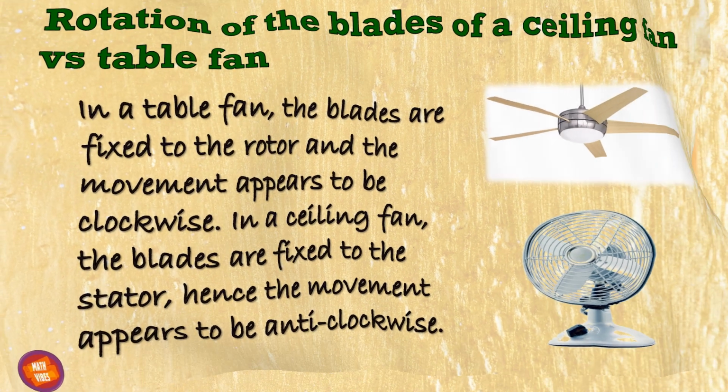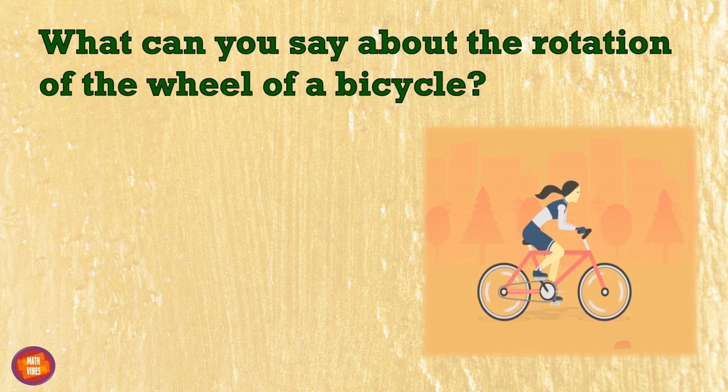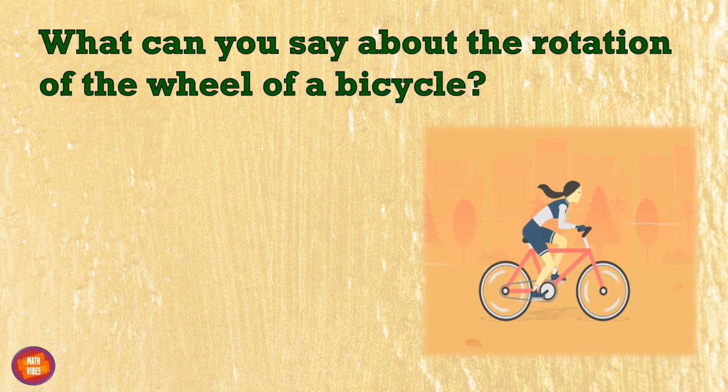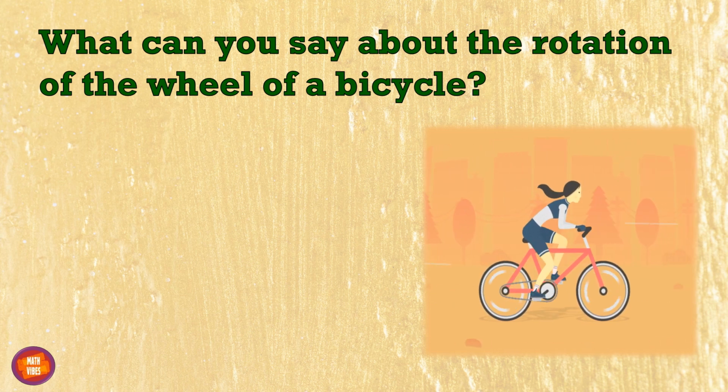Now, what can you say about the rotation of the wheels of a bicycle? We have not yet started with what rotational symmetry is exactly, and you can see many more examples of it. We have discussed the ceiling fan, the table fan, and now we are discussing the wheel of a bicycle. It is a very beautiful thing to observe. Can you tell me? Can you think? What can you say about the rotation?